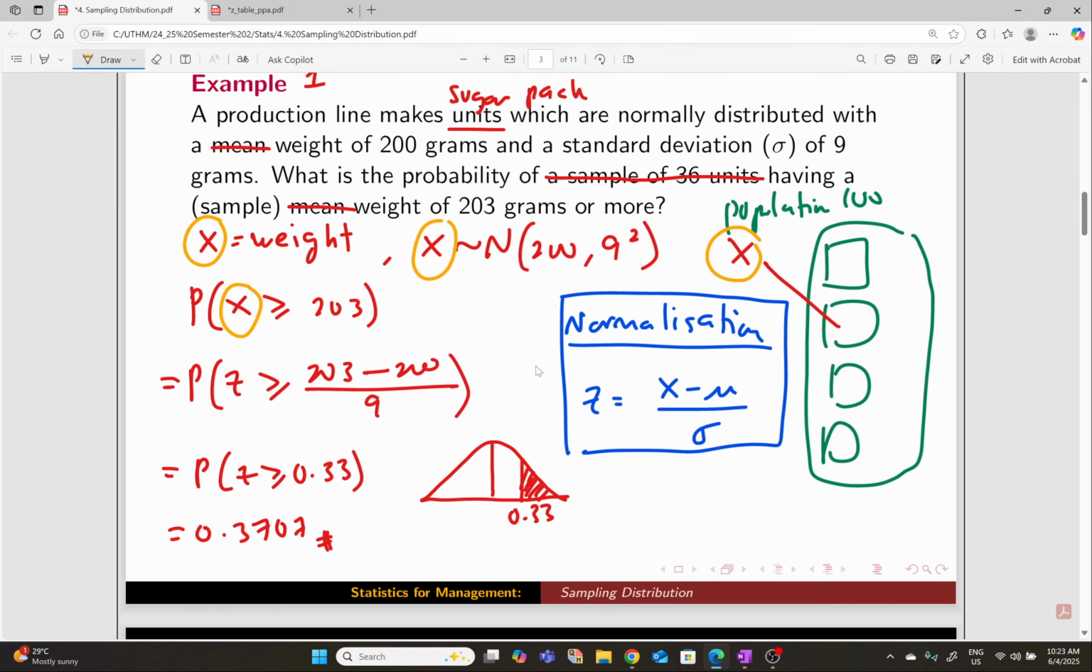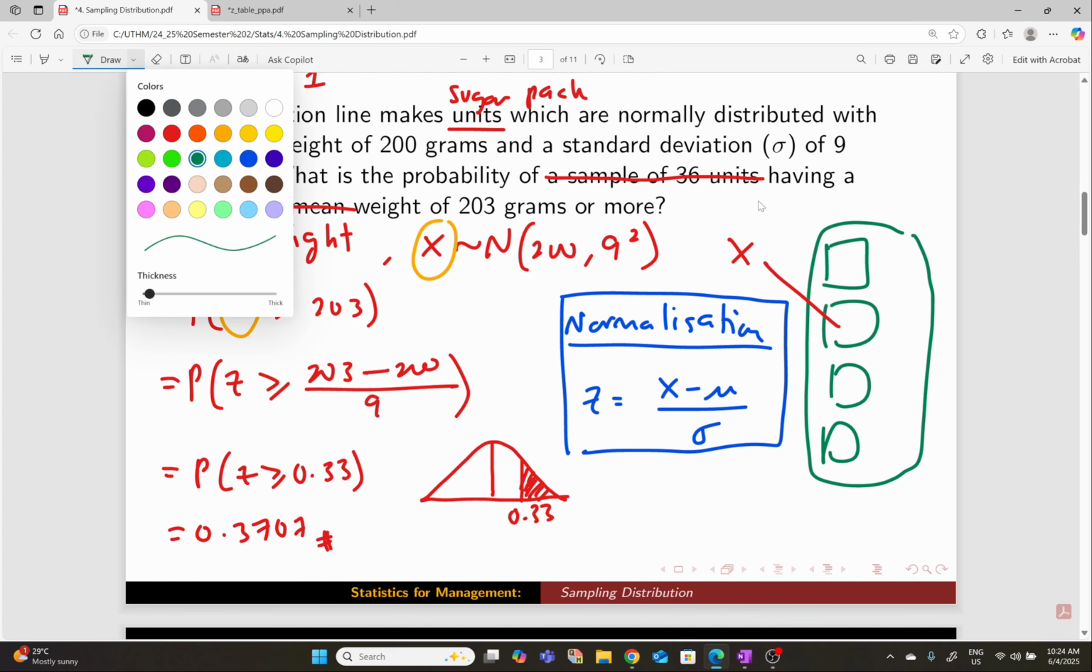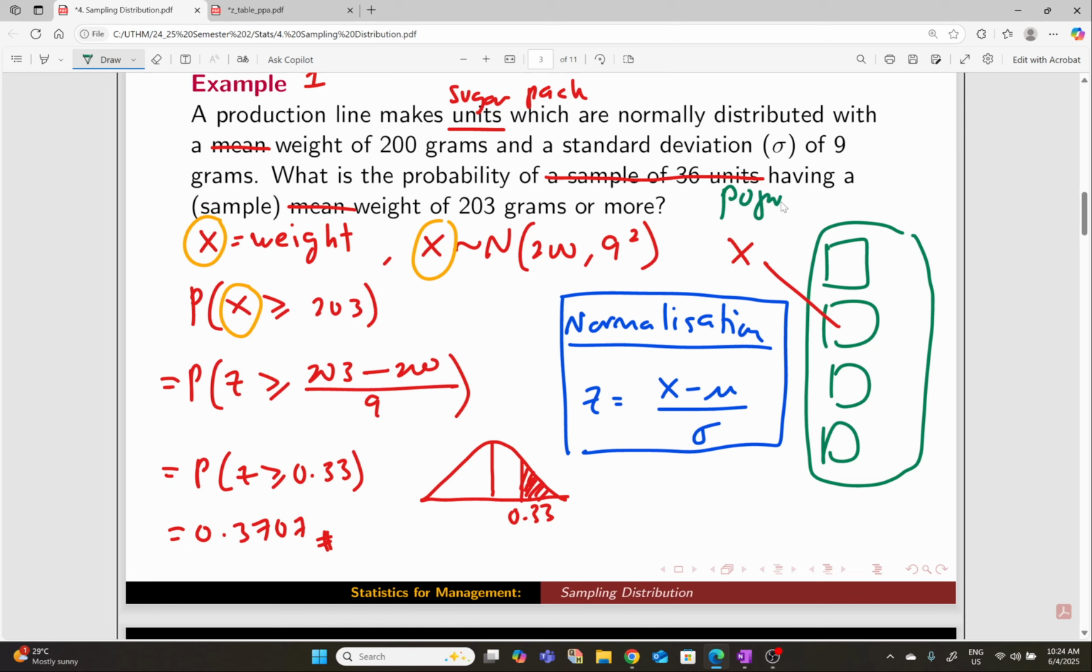Now in this chapter we are going to take a slightly different kind of approach. Out of these 100, the population is 100. When I say population, I mean the whole group we want to consider: all the sugar packs the company makes, say 100. But this time we are going to approach it like this.